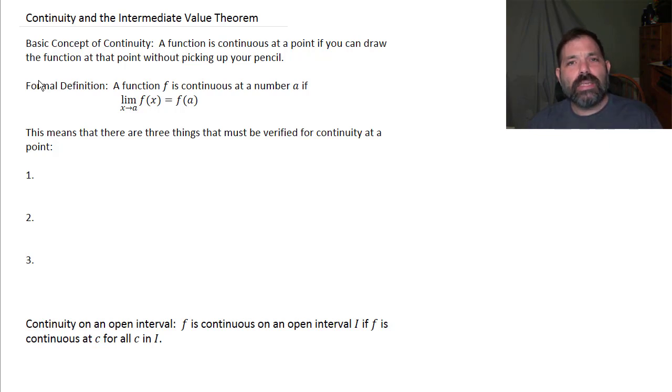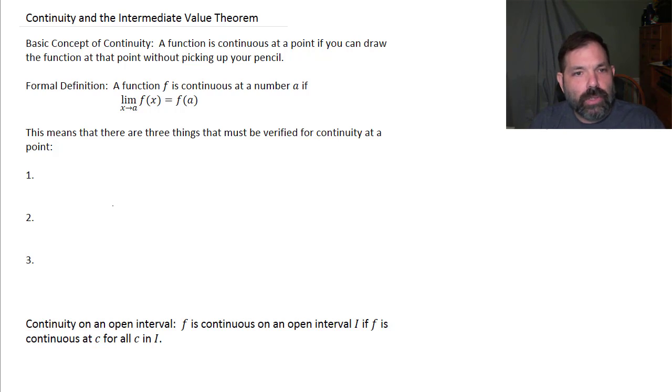The idea is a function is continuous at a point if you could draw the function at that point without picking up your pencil. It seems fairly simple, but mathematicians can't just go with that intuition. They have to have a mechanism by which to prove things. And so here's a more formal definition.